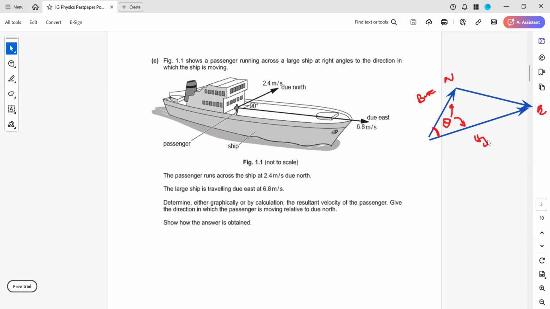So this will be the hypotenuse and this is the perpendicular. The angle is always between the base and the hypotenuse. Do marks come for making the triangle? No, making a triangle is not giving you marks.